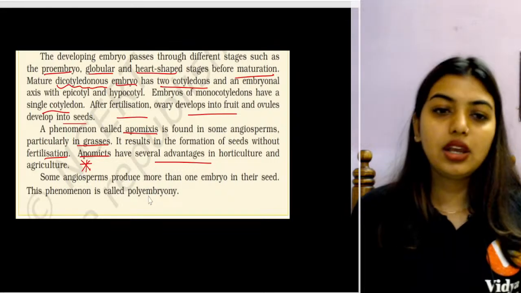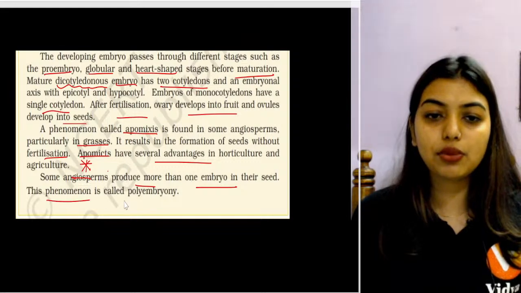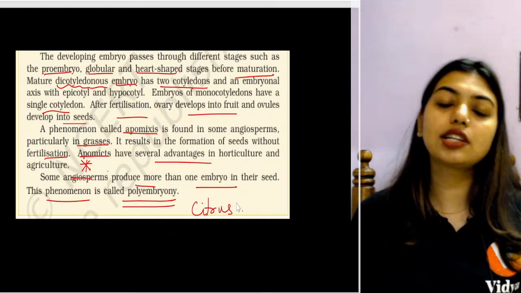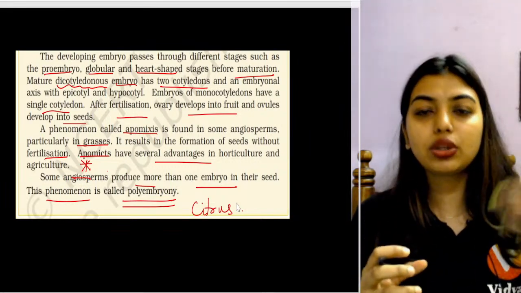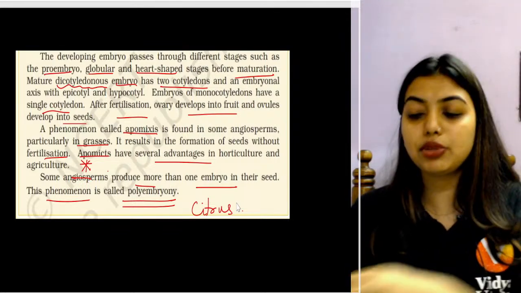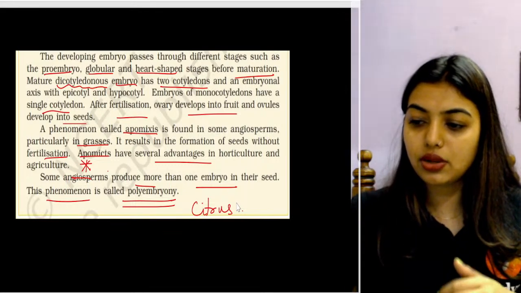Because I have to travel, and if there is a lot of traffic, it will take me more time. Some angiosperms produce more than one embryo in a seed. This phenomenon is called polyembryony, which we see in citrus plants. So many embryos are formed. Now, how are these embryos formed? By nuclear division. They will protrude into the embryo sac and start forming embryos. Because of it, multiple embryos will be formed. Clear, all of you?